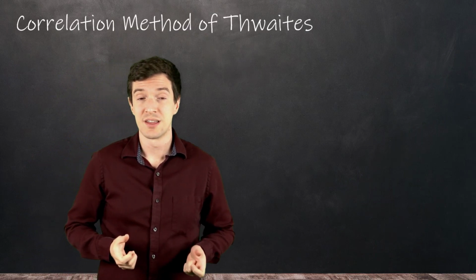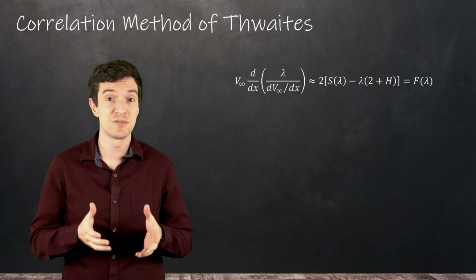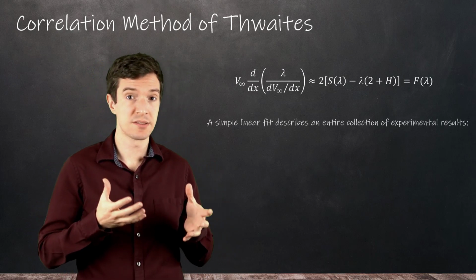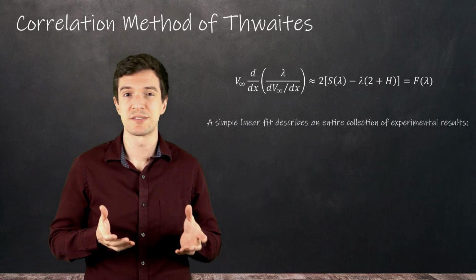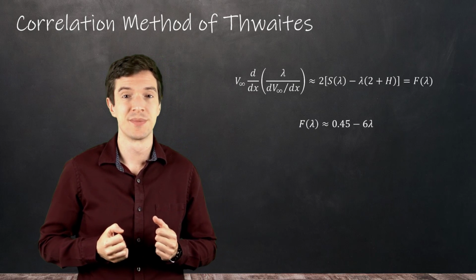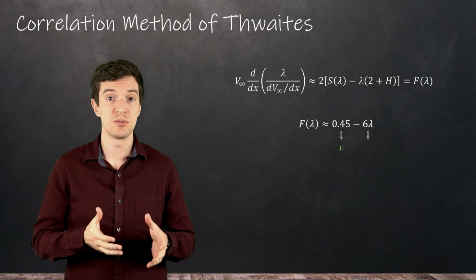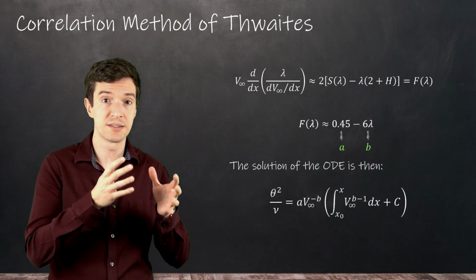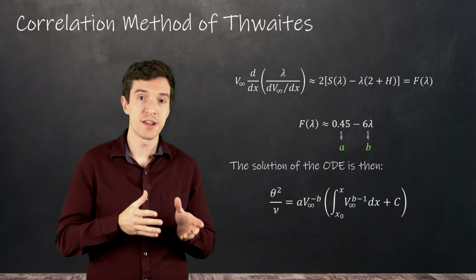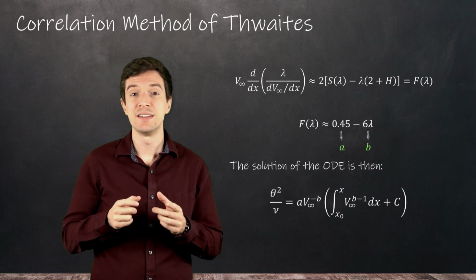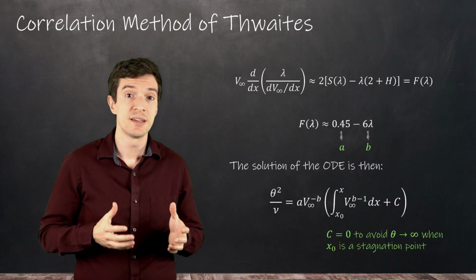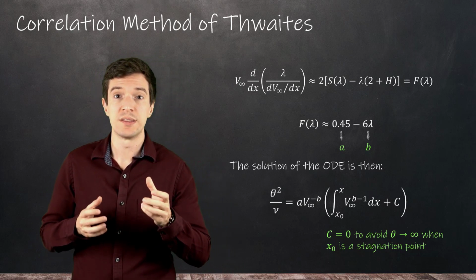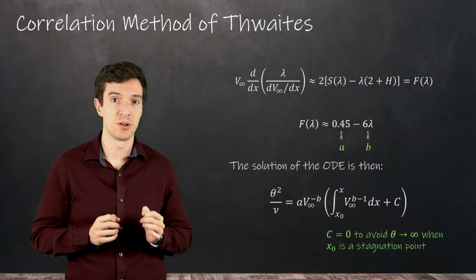Going back to the analysis, we can rewrite the equation in terms of these correlation functions. Thwaites found that for a large set of experimental results, the f function could be described by a simple linear fit. Substituting this expression into the ODE, we can finally solve it and obtain an estimate of the momentum thickness that we can use to calculate friction and drag. In this particular expression, the constant c is typically set to 0 to avoid theta being infinite when the location x0 is a stagnation point.